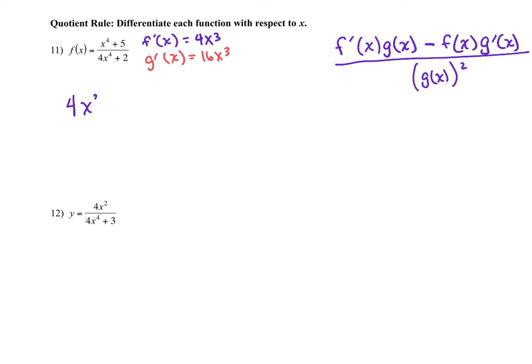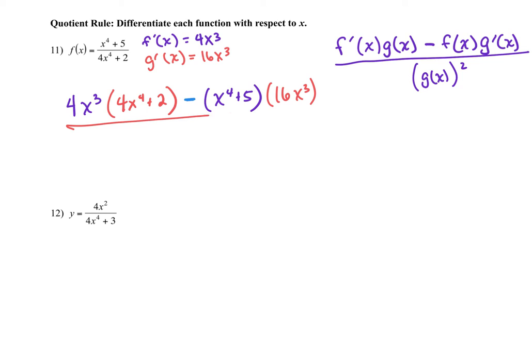We're going to say 4x cubed times 4x to the fourth plus 2. We are subtracting here. And then x to the fourth plus 5 times 16x cubed. And that is all over the 4x to the fourth plus 2 quantity squared. Biggest mistake here is that negative.